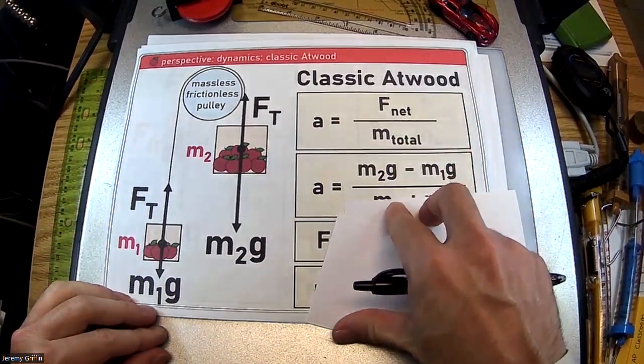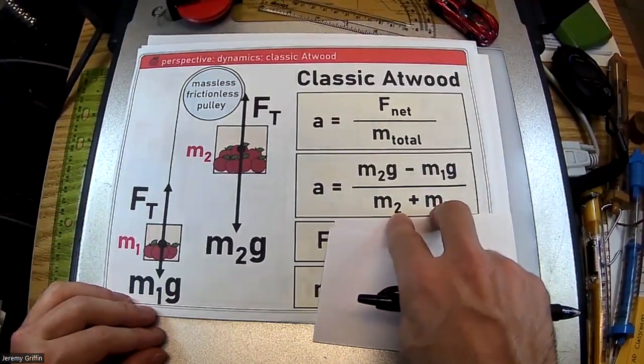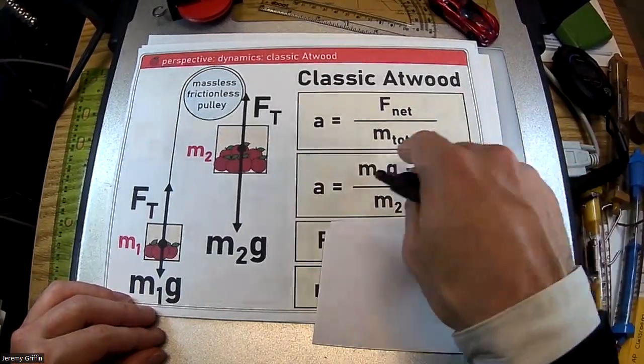M1 plus M2? Because remember, mass is like a scalar value, so you just add those together. Do you guys see that? The difference in weights divided by the sum of the masses. That right there is the answer.